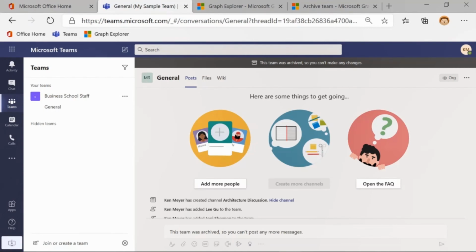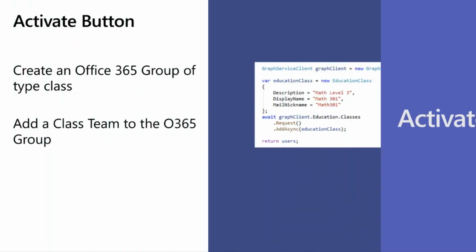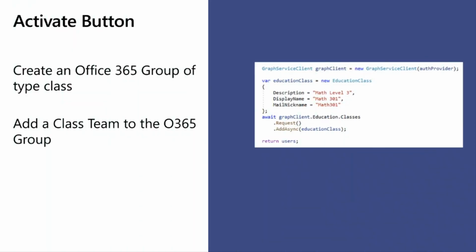The last topic that I'll cover as part of the Graph, which is one of the top ones that a lot of people are asking about, is how do we create that activate button, for example, that Kingston University have, that UEL were referring to. Quite simply, the activate button is created in 2 parts. Part 1, we create an Office 365 group of type class. And then part 2, we add a class team to the Office 365 group. Because remember, teams are always sitting on top of Office 365 groups.